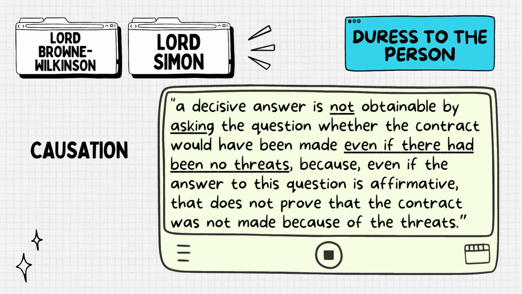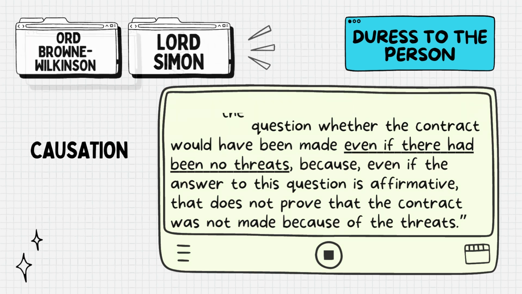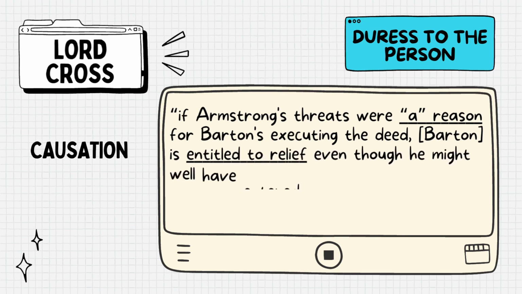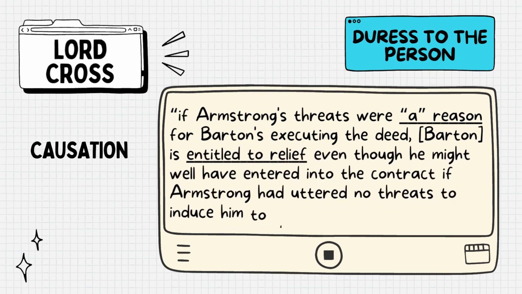This principle was echoed by Lord Cross, who held that if Armstrong's threats were a reason for Barton's executing the agreement, Barton is entitled to relief, i.e. he is entitled to avoid the contract, even though he might well have entered into the contract if Armstrong had uttered no threats to induce him to do so.